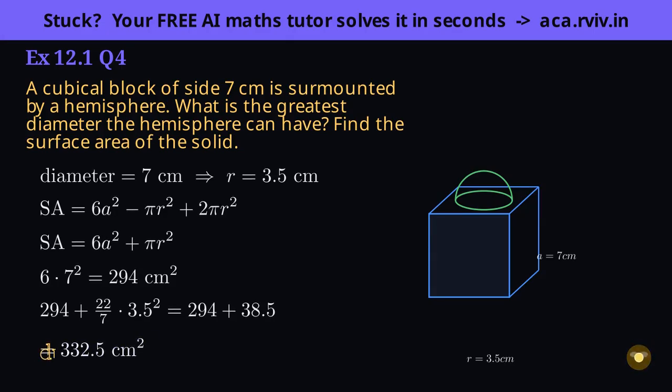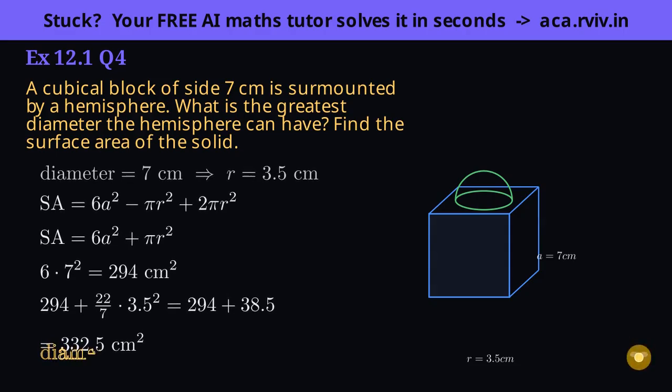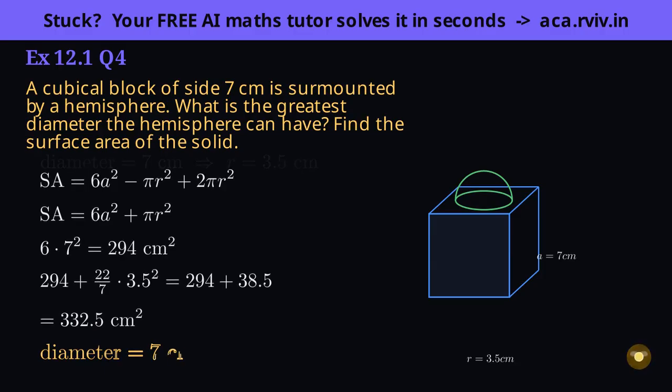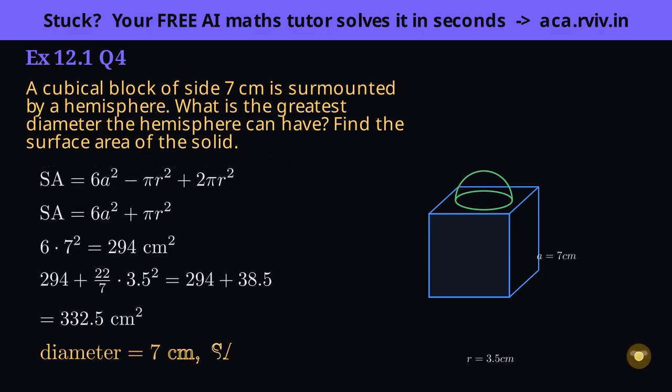2 ideas to carry. The largest hemisphere is limited by the very face it sits on, so its diameter can't beat the edge, and fixing a dome on a flat face adds just 1 pi r squared, the net of 1 hidden circle and 1 exposed dome.